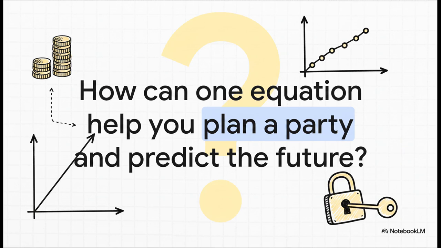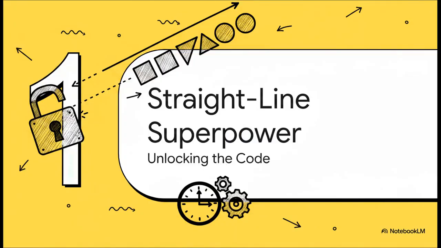Sounds like a bit of a stretch, right? But what if I told you that a single straight line equation is the secret code behind planning a party budget, predicting how populations grow, and a ton more? Well, today, we're going to crack that code together. All right, first up, let's unlock this superpower.